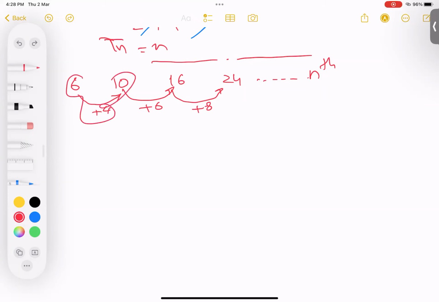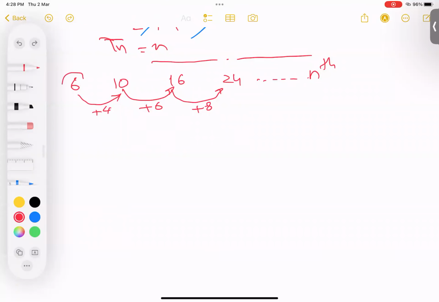6 plus 4, you get a 10. Then what? So I repeat my words, 6 plus 4, I got a 10. 10 plus 6, I got a 16. 16 plus 8, I got a 24. So what to do? Now this 4, I add 2, I got a 6. This 6, I add 2, I got this.